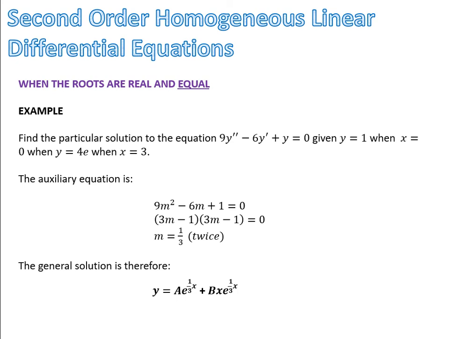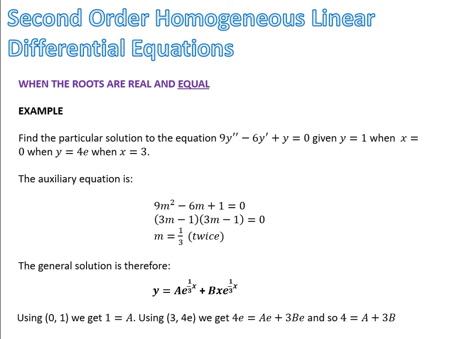So y is 1 when x is 0, and y equals 4e when x equals 3. So we don't actually have to differentiate this one, but we're still going to use simultaneous equations when we substitute them in, and we get something like this.